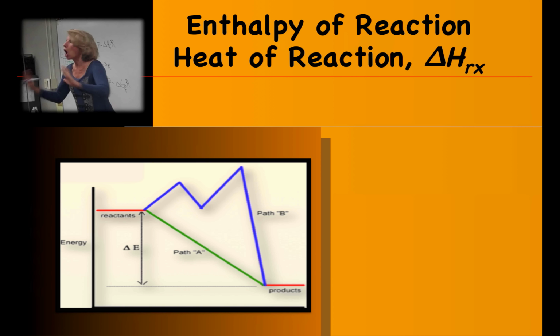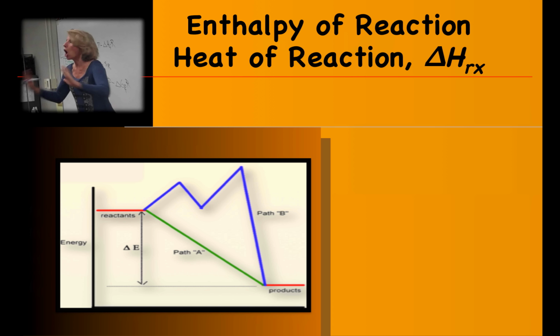Hess's law tells us that it doesn't matter how you get from reactants to products, whether it's in a single step, like path A, or in a series of steps, like in path B, delta H is the same. Products minus reactants.